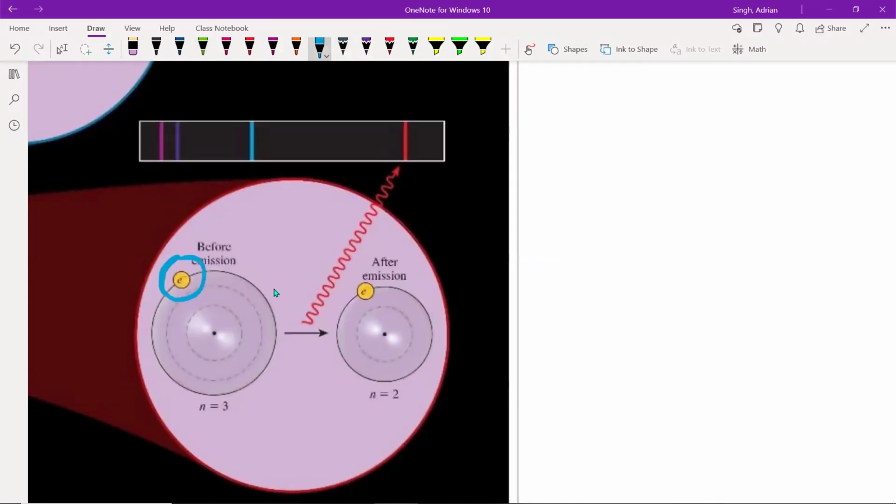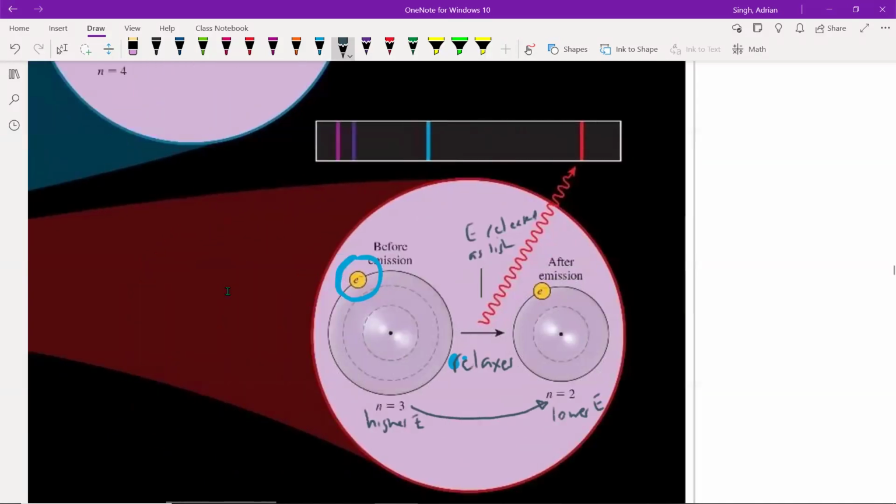What can happen is this can now relax, so it relaxes from n equals 3 to n equals 2, so it goes closer to the nucleus. This has lower energy, and the n equals 3 has higher energy. So what happens to the difference in energy? That gets released as light. So energy here is released, and that corresponds to this red line in the spectrum.